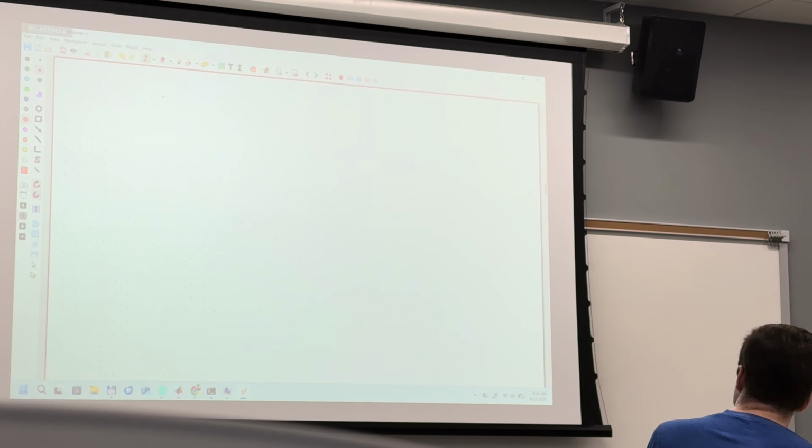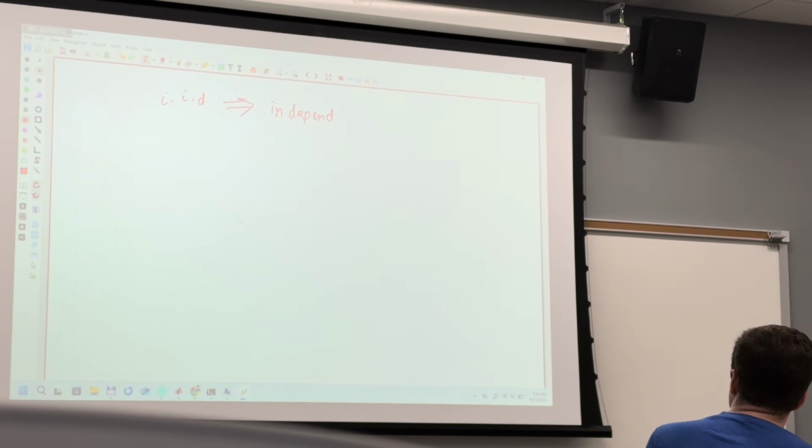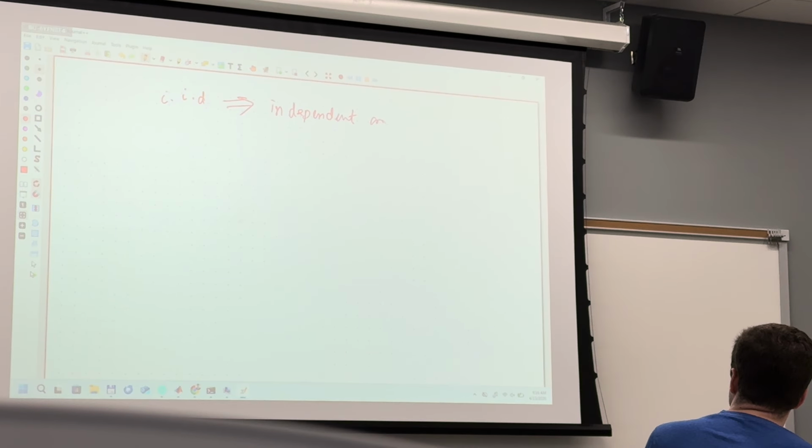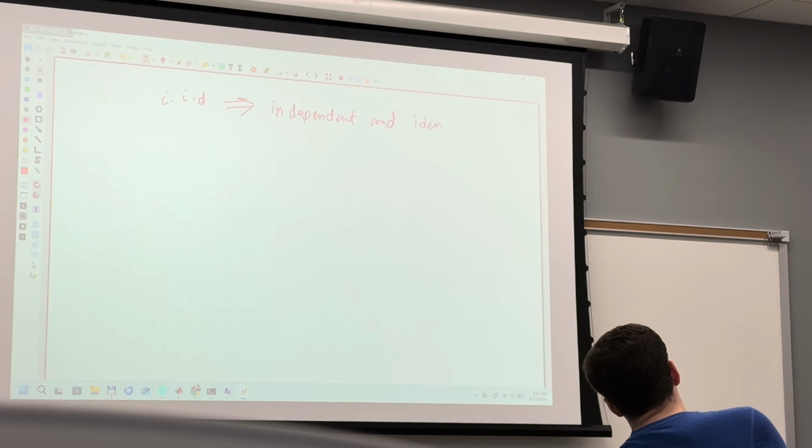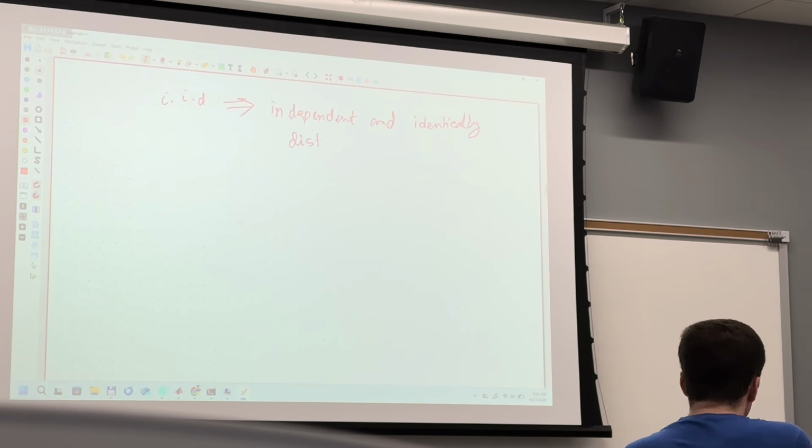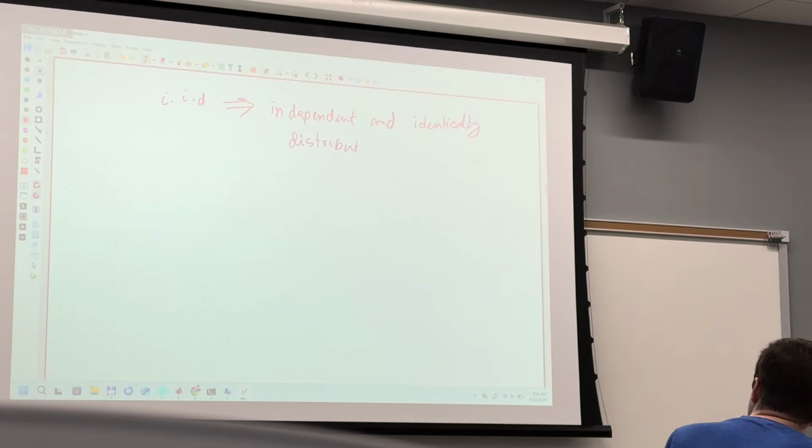So IID means independent and identically distributed. I know that it's the acronym, independent and identically distributed. What does that mean? What does this mean?